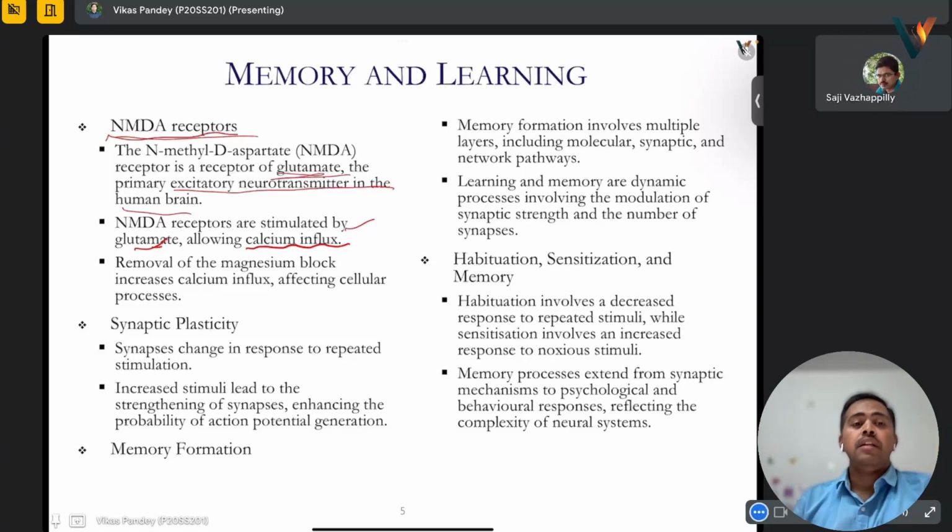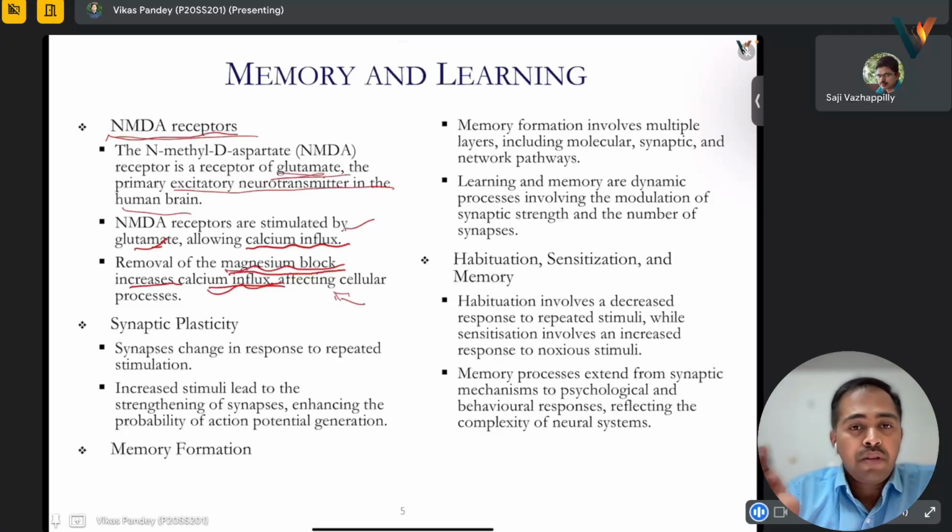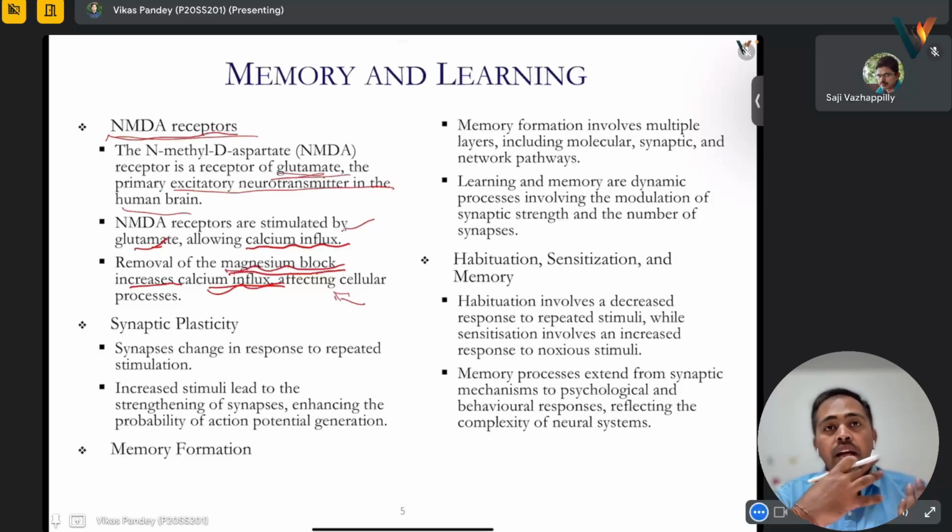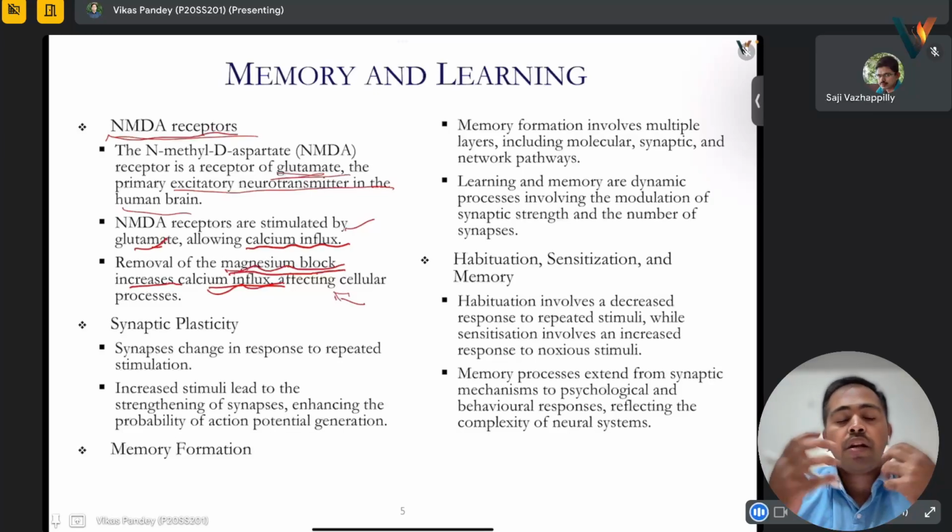So then removal of the magnesium block increases the calcium influx, affecting the cellular processes. Then one term which I was saying again and again in the previous slide was synaptic plasticity. Plasticity, as we know, is flexibility, and synapses, we have been learning about synapses from the first week only. Okay, so what is synaptic plasticity?